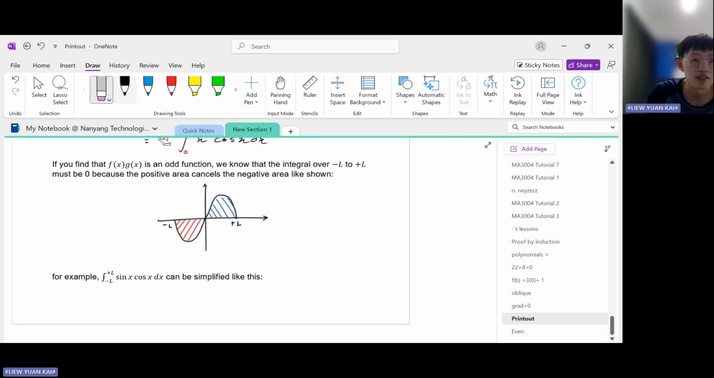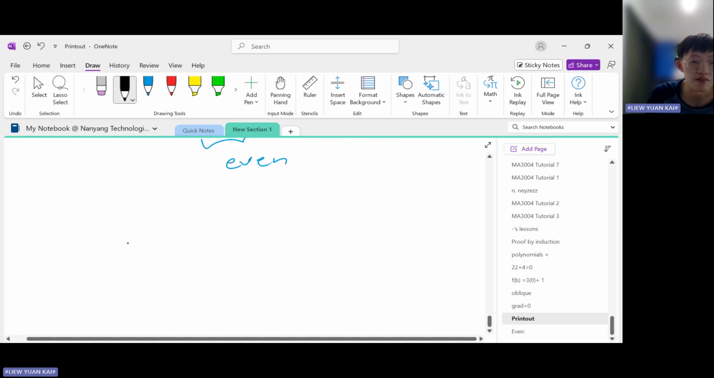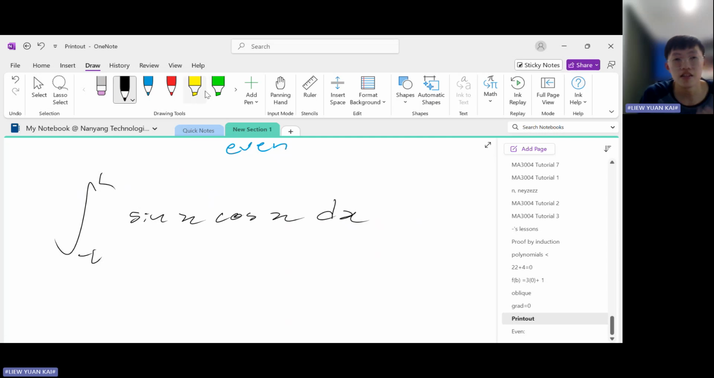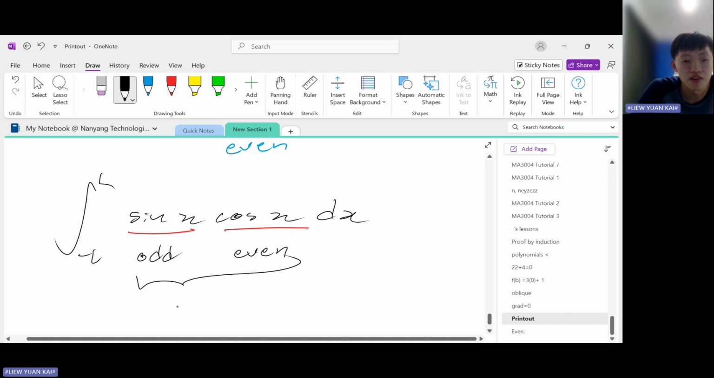So I'm going to talk about this in more detail with this example. Let us do this example and see how we can simplify it. Negative L to L sine x cos x dx. This is a product of two functions, namely sine and cosine. Will sine times cosine give us an even or odd function? As you know, sine is an odd function, cosine is an even function. So remember, we treat odd as negative and even as positive. So minus times plus will give me minus. That means odd times even will give me odd. So collectively, this will be an odd function.